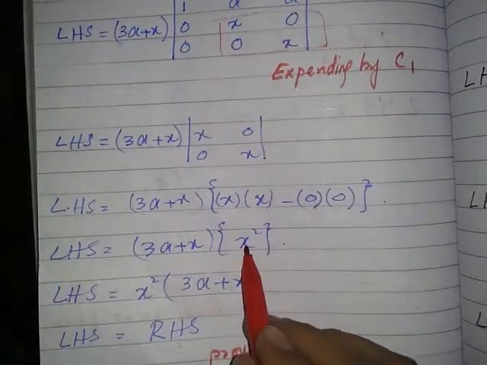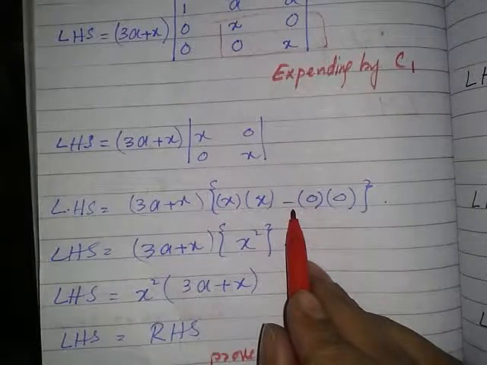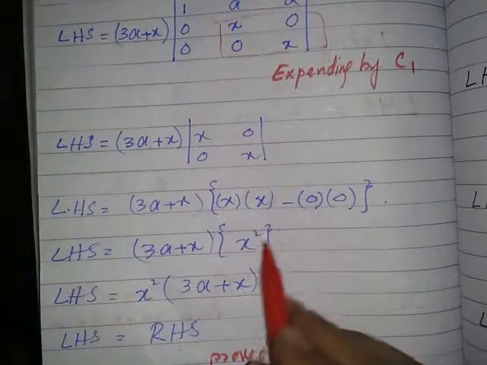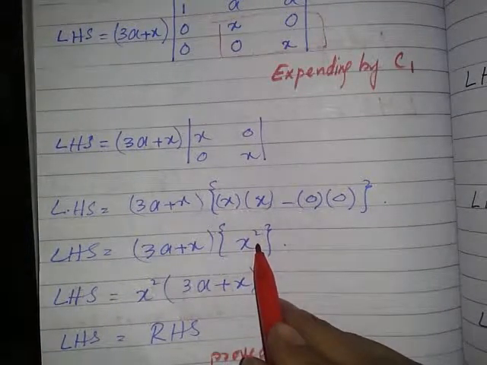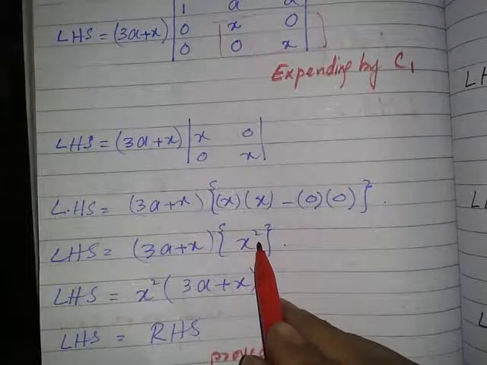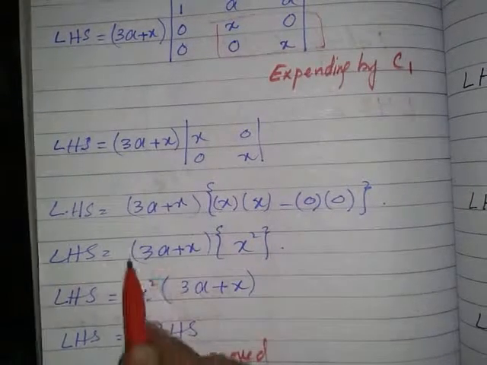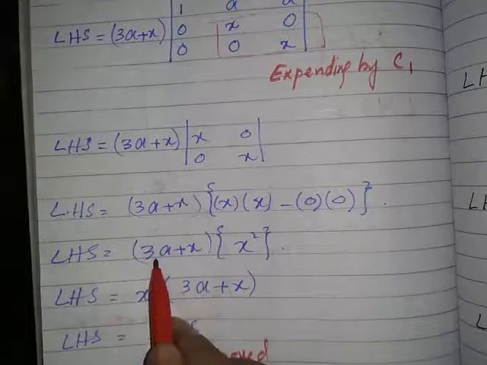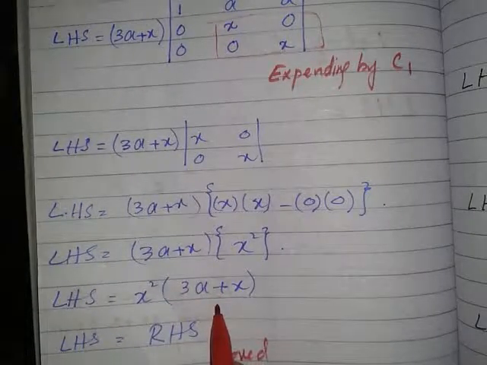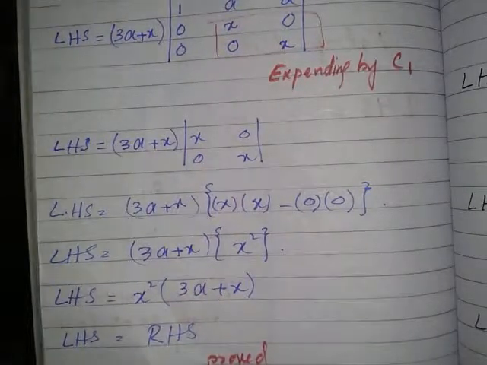x square. 0 is not written with positive or negative sign. Only x square remains. Or properly, if we write this one, we get x square at the beginning, x square times 3a plus x, which was our right hand side, and that's it, proved.